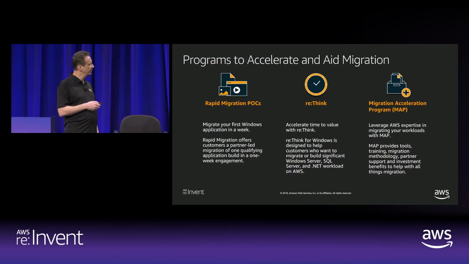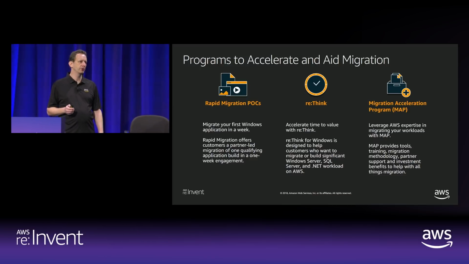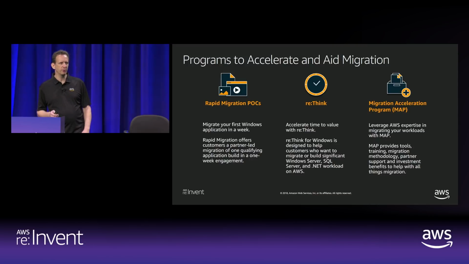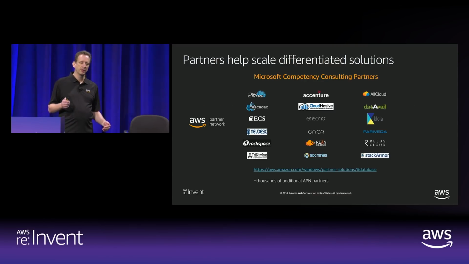Several of these, as you can see, are partner-led. Anytime I'm talking to a customer, they say, you know, I'd really like some more expertise to help me with this. Do you have any partners you recommend? I say, absolutely. Because one of the things we do with AWS, we have competency programs. And we have a Microsoft competency. And these are our Microsoft competency partners.